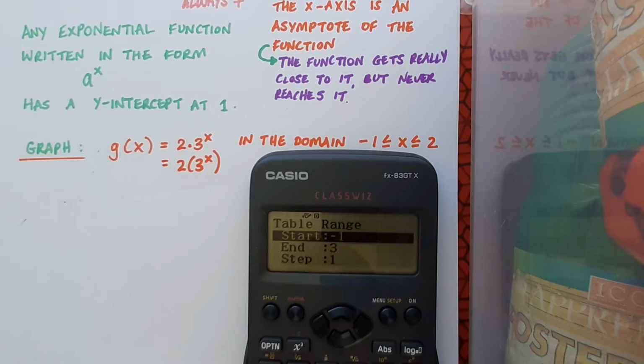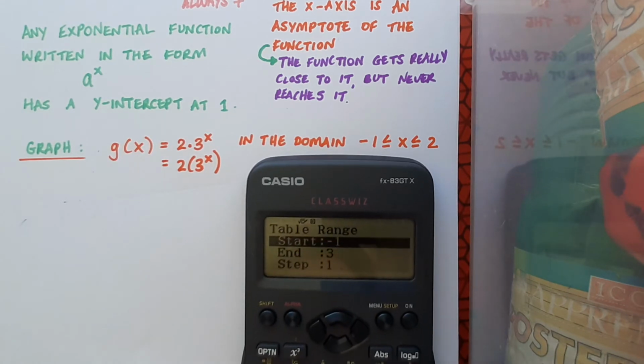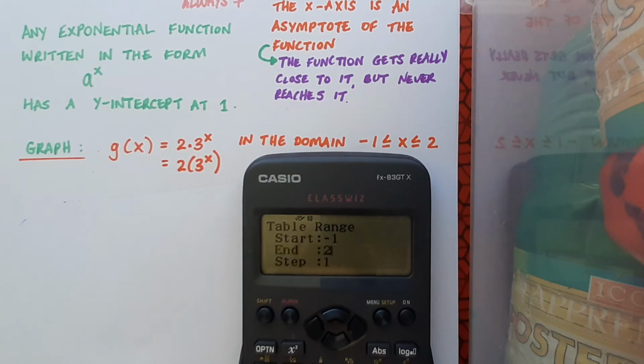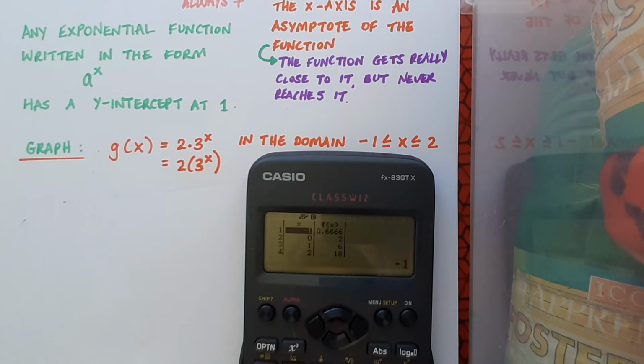I don't want another function, and then I want to start at -1, and I'm going to go as far as, oops, I need to go back there for a second, and I want to go as far as 2, and I want to go up in steps of 1. Okay, so now I've got my table, and again I'll recreate that in the page, and then we'll graph.